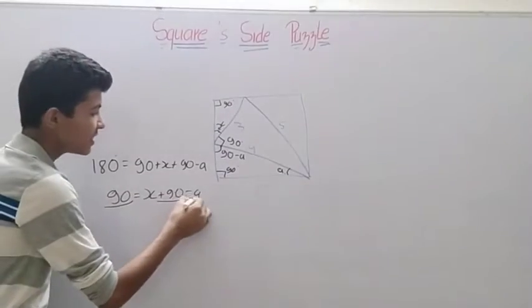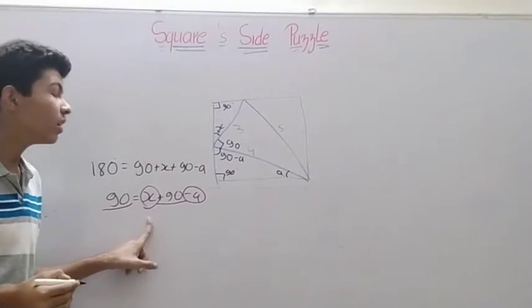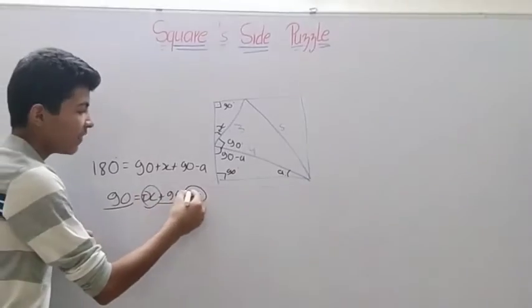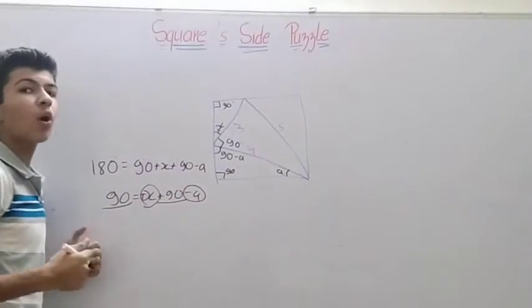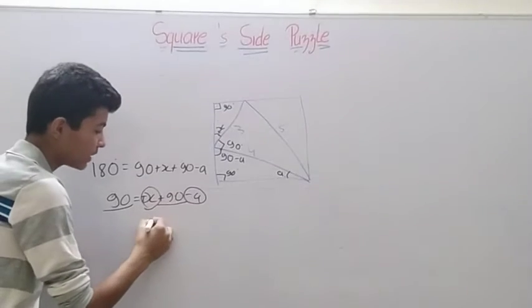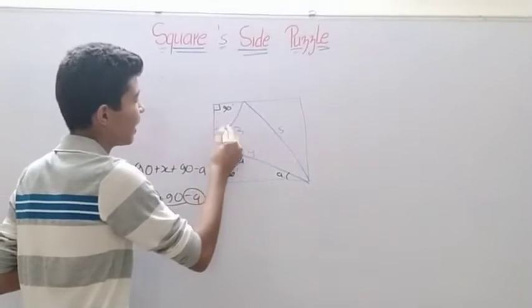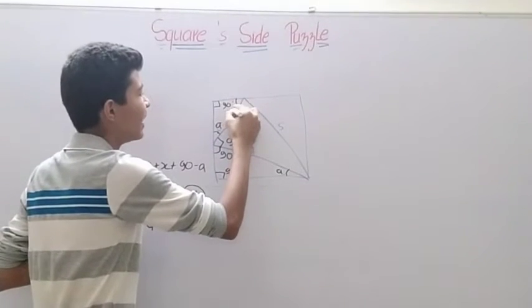This 90 is equal to this 90. That means A must cancel out the x, since one is positive and the other is negative, meaning they are similar values with opposite signs. So this would be nothing but A. So this angle is A, and we get this angle as 90 minus A.